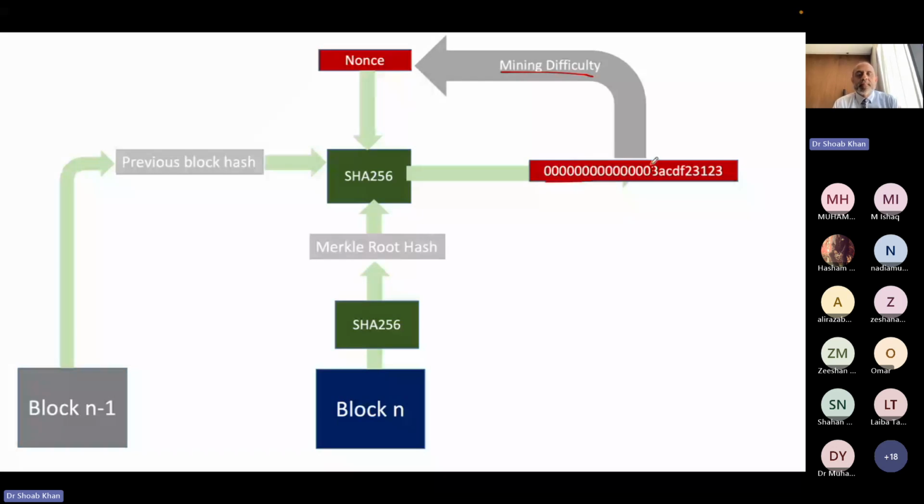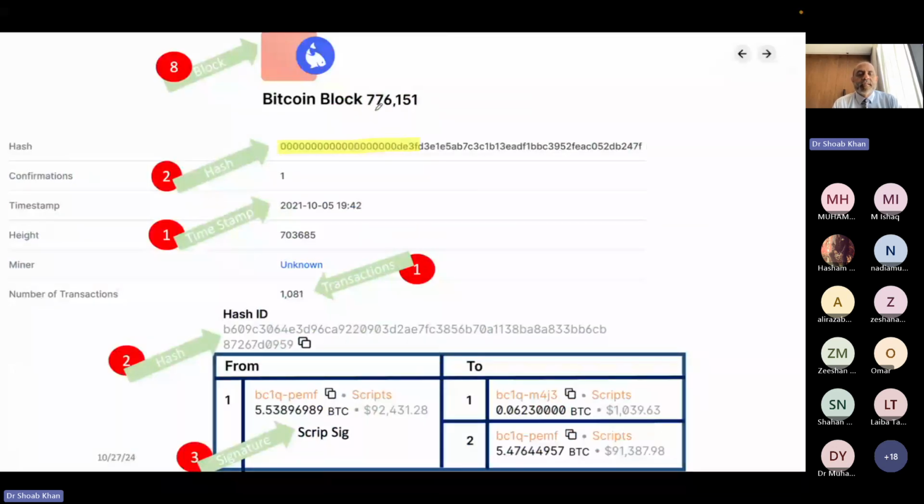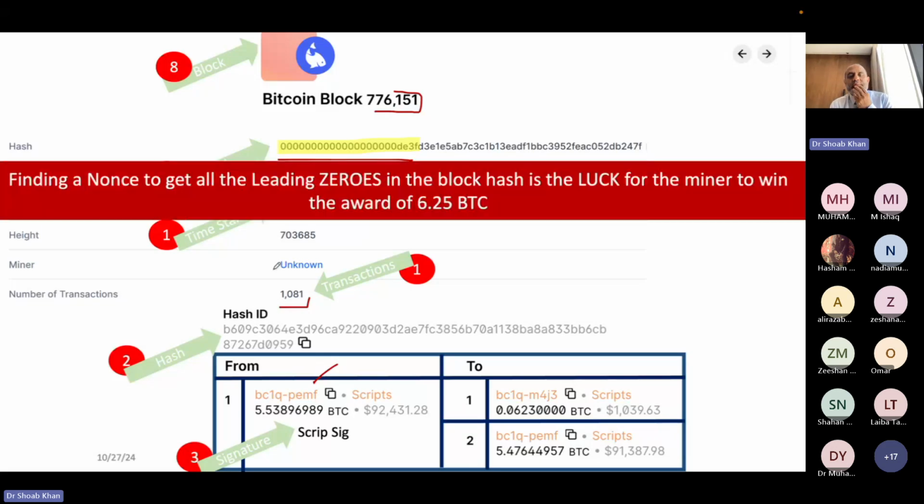So here is an example. This is block number 776151, and somebody is the winner because he was able to get all these zeros. And how could he get all these zeros? By putting in a nonce, and these are the transactions in the block. This is how a specific transaction looks. And here are all the zeros. Anybody who gets all the leading zeros in the block hash is the lucky winner, and he has already put a transaction into the blockchain which says 6.25 Bitcoin goes to his wallet.